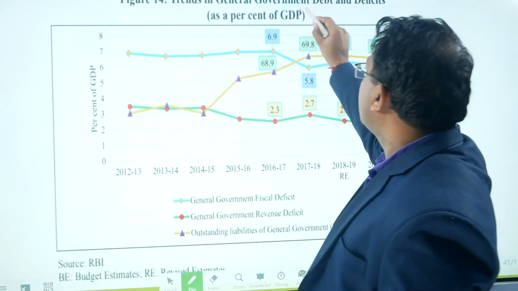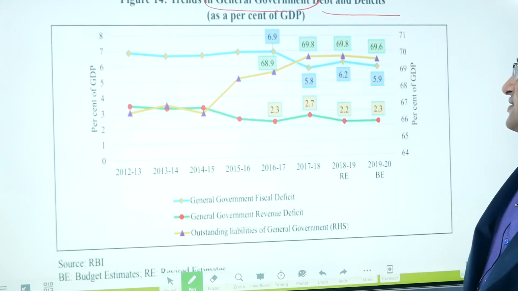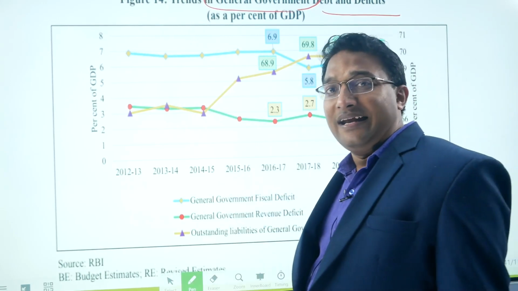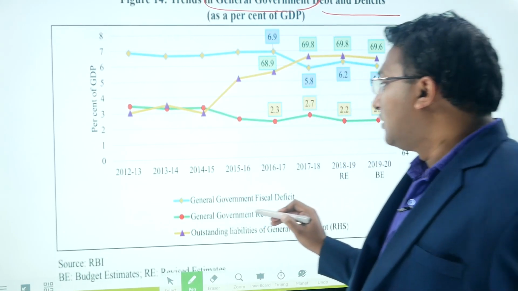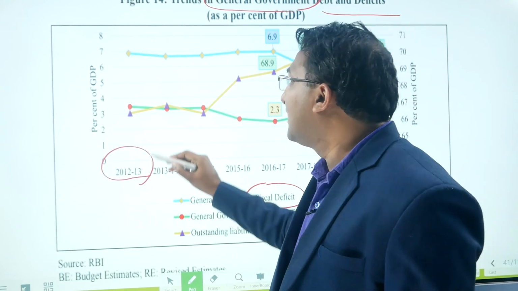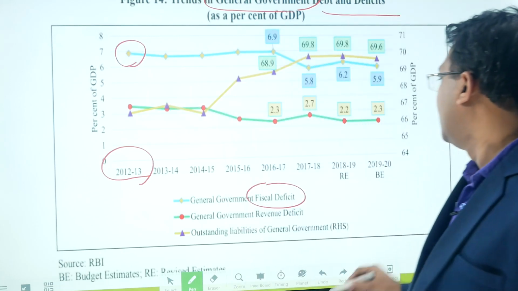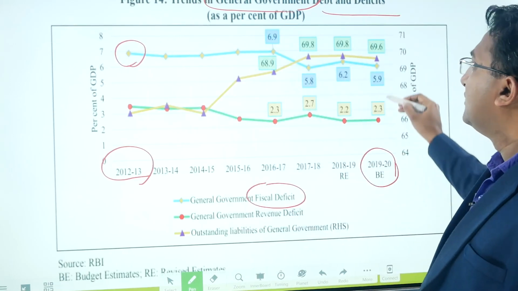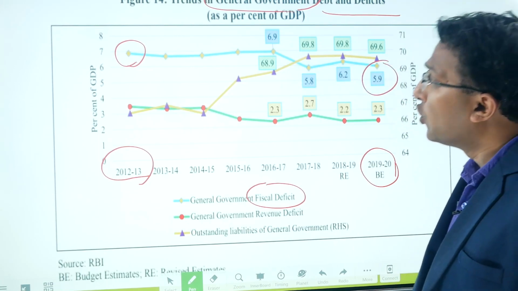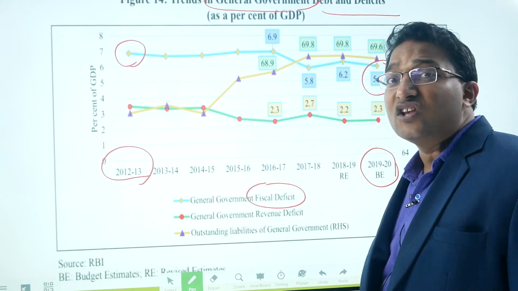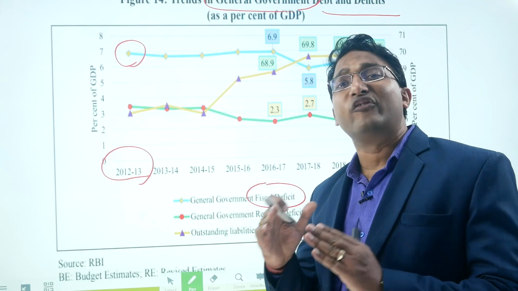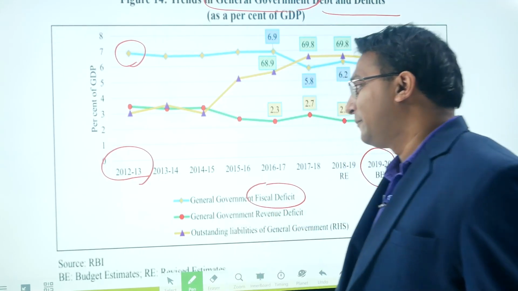Trends in general government debt and deficits. General government again indicates both the center and the state combined. Now, coming to general government fiscal deficit. In 12-13, the general government fiscal deficit was approximately 7%. Now, in 19-20, it is approximately 5.9%. So this is a very good indication. That is why the survey has said that both governments are moving towards fiscal consolidation. This is a very good indicator.